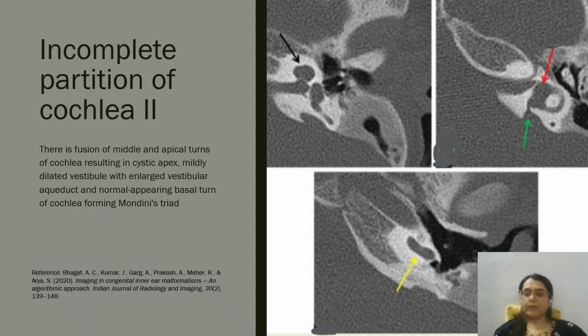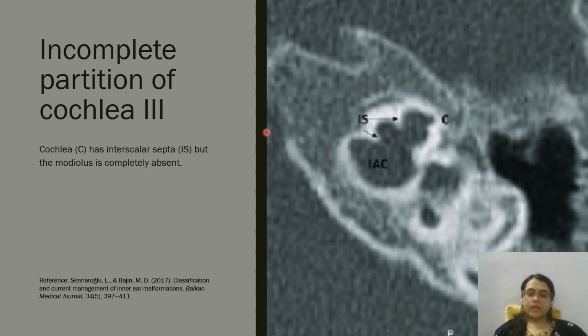Type 2, commonly known as Mondini's deformity. Here, basal turn is normal. Middle and apical turns have been fused to form a cystic cavity. Vestibule is dilated. Vestibular aqueduct is also dilated. This is the Mondini's triad. Incomplete partition of cochlea 3. Cochlea has interscalar septa, but the modiolus is absent.